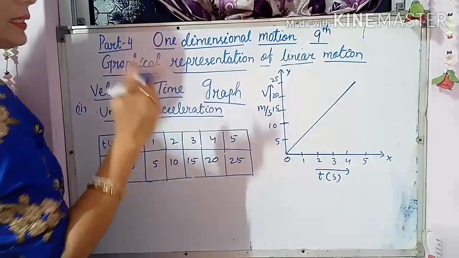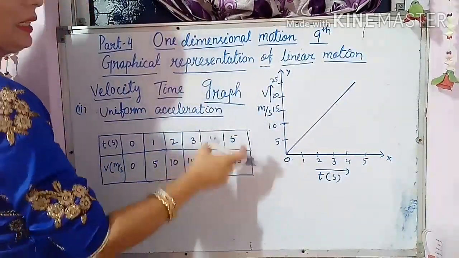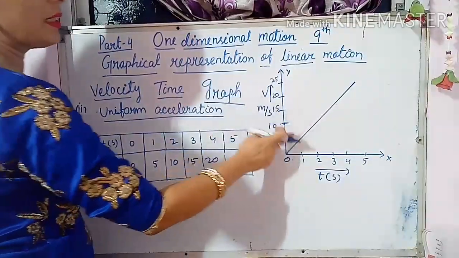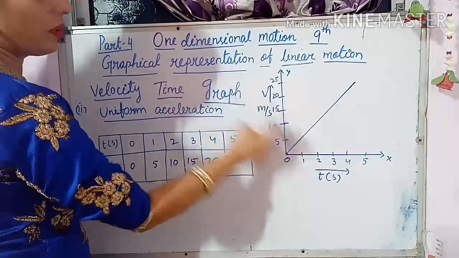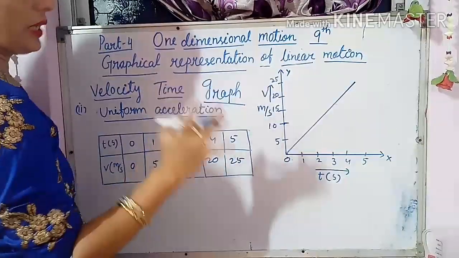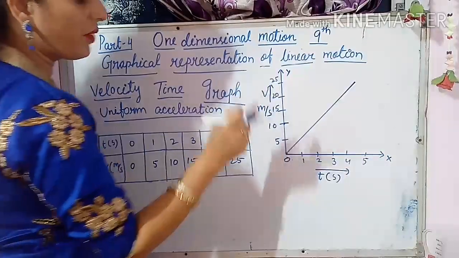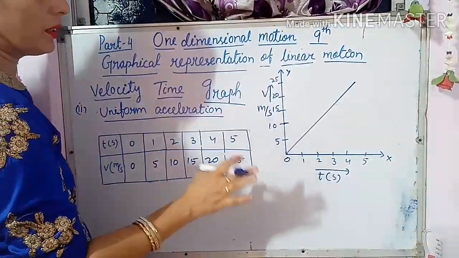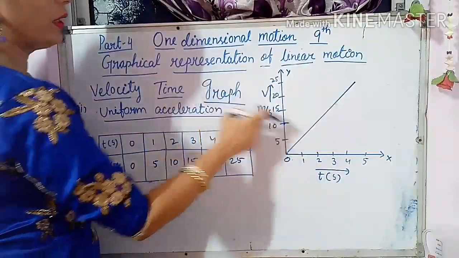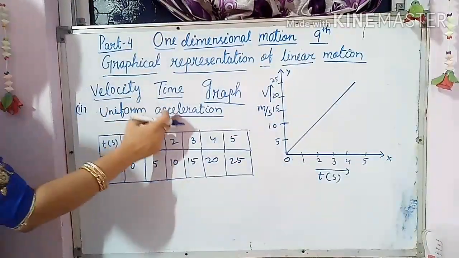So children, as I am telling, in the graphical representation, parameters are very, very important. That time it was uniform velocity or uniform speed, but this time it is uniform acceleration, because it is the velocity-time graph. So whenever a graph is asked in your exam, see what the parameters are. If you don't mention the parameters, if you don't see the parameters of that graph, then it will be wrong. So here the shape or slope of the graph represents uniform acceleration.